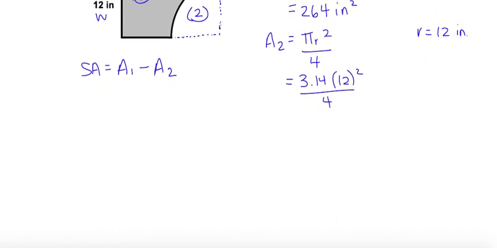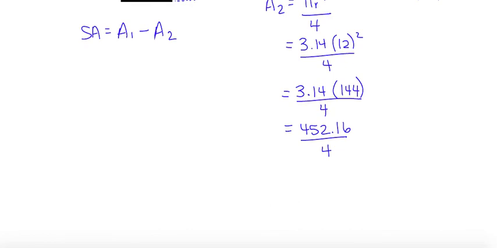Always follow BEDMAS. So 3.14 times 144, 12 squared, 12 times 12, divided by 4. I want to simplify my numerator first, so that's 452.16, all over 4, and that simplifies to about 113 inches squared.